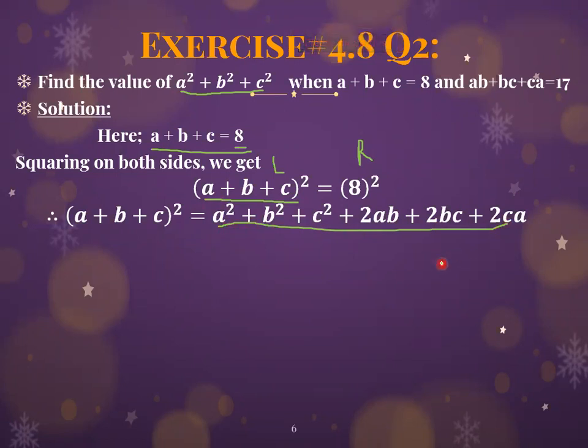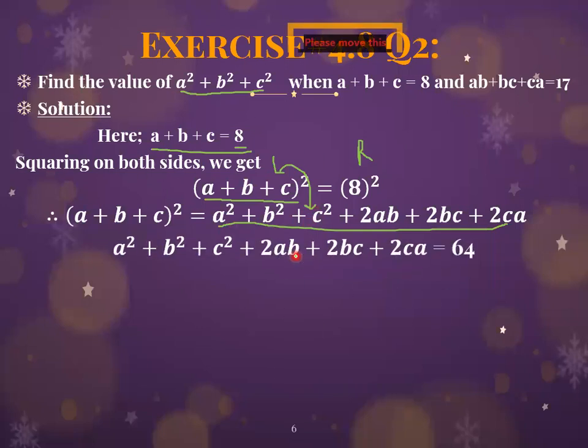So in the next step, on the left side, you will write down this thing. Understand? If you look here, this is your left side. On the left side you will write (a + b + c) whole square is equal to a square plus b square plus c square plus 2ab plus 2bc plus 2ca. Now it is equal to your right side, which is 8 whole square.